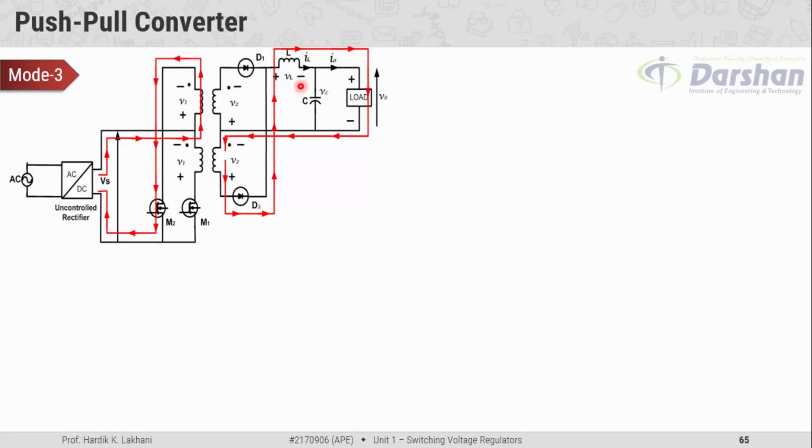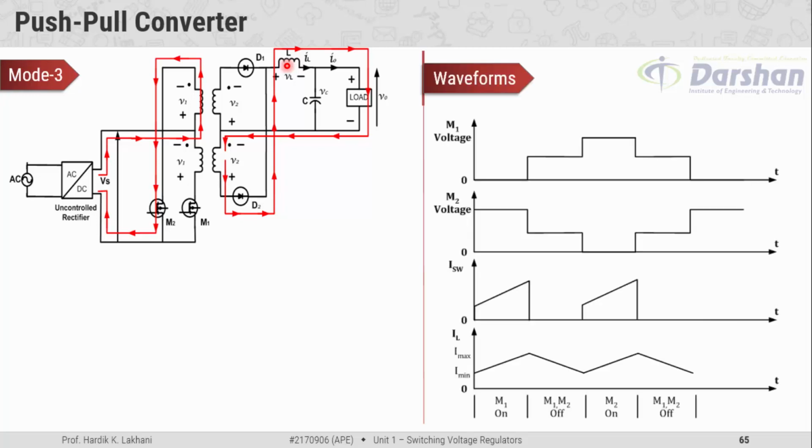So in this interval, the load gets energy from the supply through the transformer, diode D2 and inductor L. In the second interval, the inductor has released its energy into the load. So in mode 3, it begins to store energy coming from the supply. So if we observe the waveform in interval 3, when MOSFET 2 is in the on state, the current flowing through the inductor rises gradually from the minimum value towards the maximum value, right?